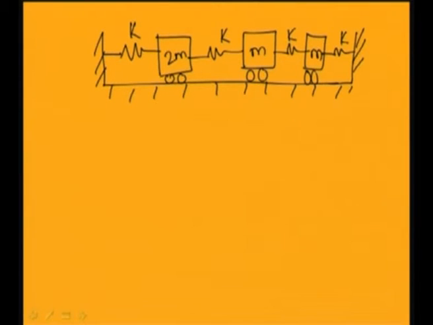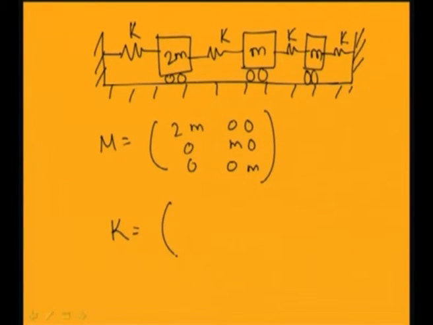The mass matrix of the system, as you already know, can be written in this form: 2m 0 0, 0 m 0, and 0 0 m. The K matrix you have already found by using the stiffness matrix method. K1 plus K2 is equal to 2K, then minus K2 is minus K, and 0; then minus K, K2 plus K3 which is 2K, and minus K; and 0, minus K, 2K.